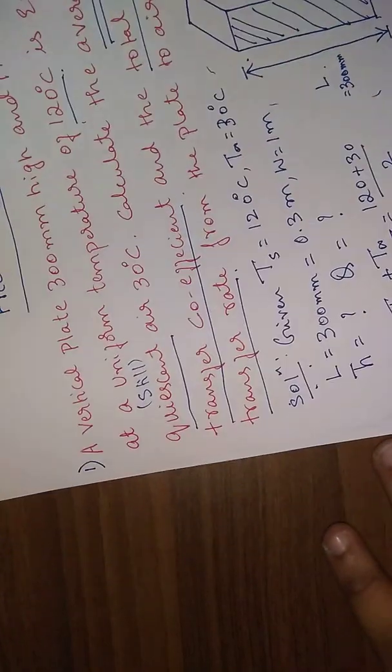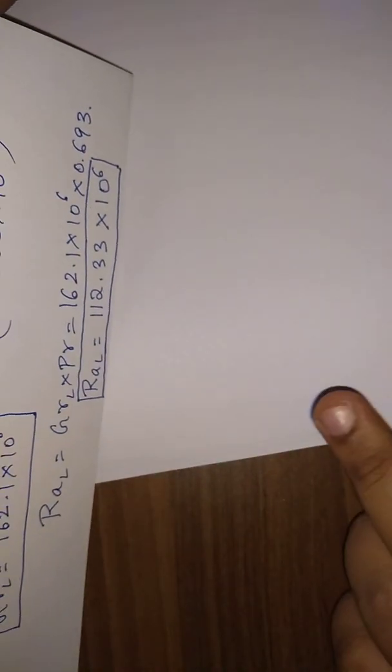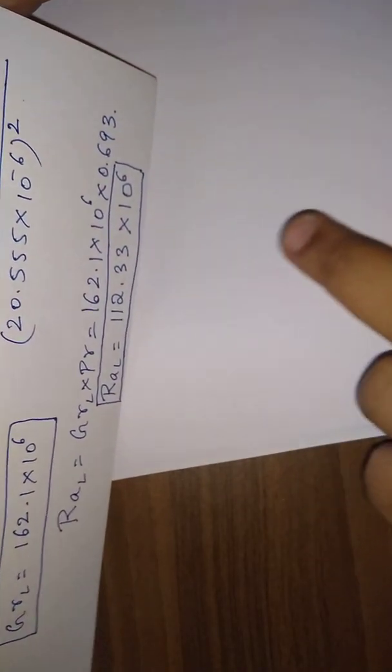So why did we find this out? As I already told you, we need to find out whether the flow is laminar or turbulent. Please make a note of it. So how do we find out whether the flow is laminar or turbulent? By finding out the product of Grashof number and Prandtl number. So now we have to decide whether the flow is laminar or turbulent. Now how do we do it?